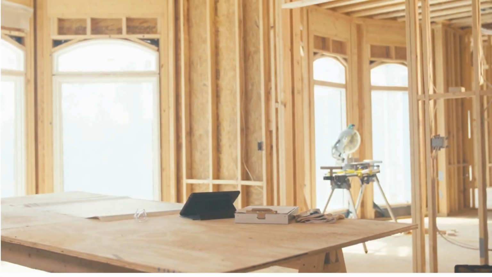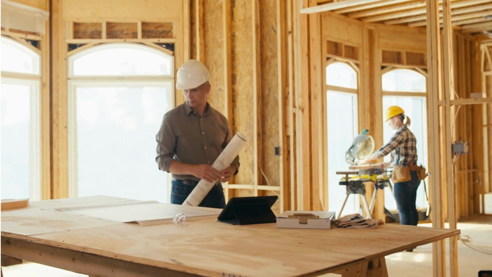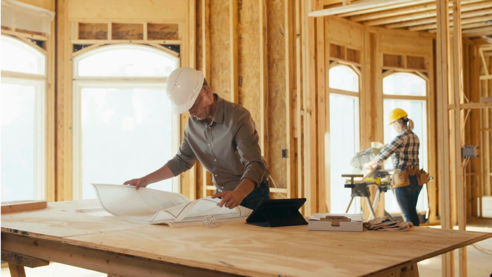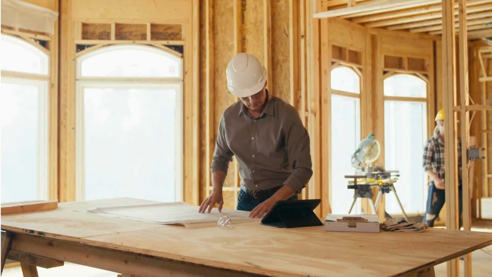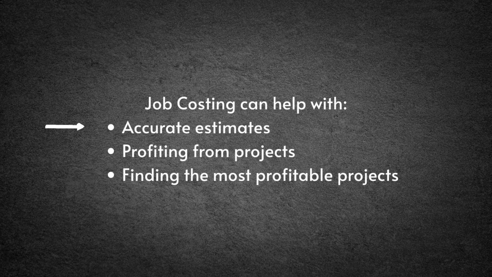And today we're going to be talking about job costing, specifically in QuickBooks Online. Now, job costing is defined as tracking every expense and income for every job that you might have, no matter how big or small. And there are a few reasons you would want to do this. One of them is to make sure you have accurate estimates. You'll also be able to make sure you're profiting from your projects, and you'll be able to find which projects are the most profitable.